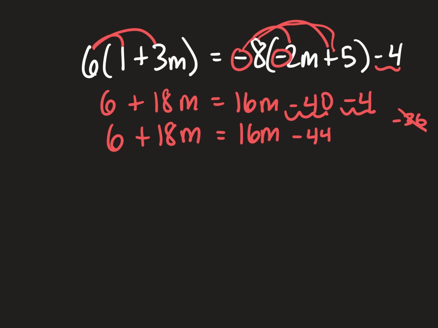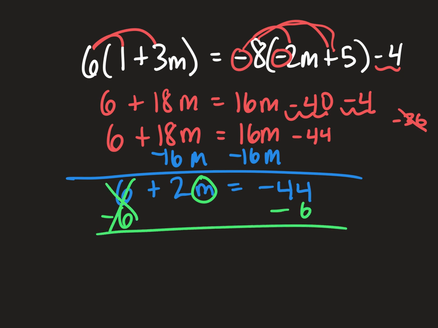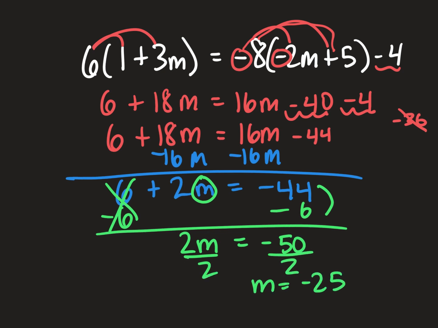Now I have variables on both sides, so I'm going to choose to subtract 16m from both sides, which leaves me with 6 plus 2m equals negative 44. The variable m is what I'm trying to isolate. So I have a two-step equation here. The first step being to subtract 6 to get rid of that on the left, leaving me with 2m. And then on the right, negative 44 take away 6 is negative 50. And then when I divide by 2, m is equal to negative 25.